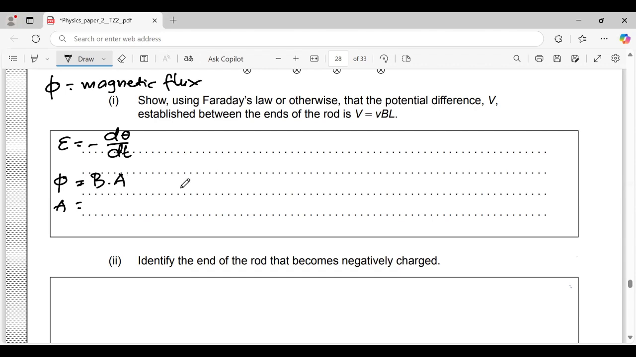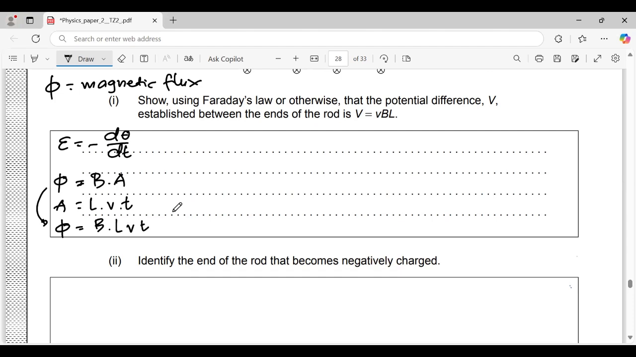The area swept out by the rod, A, is L times V times T. L is the length of the rod, V is the velocity of the rod, and T is time. If we substitute this equation for A into the flux equation, phi equal B times A, it becomes phi equal B times L V T.